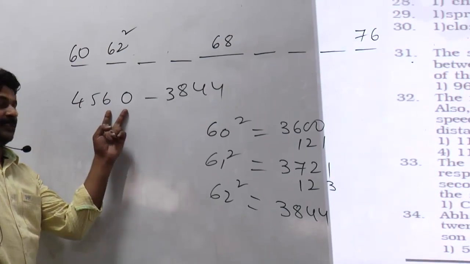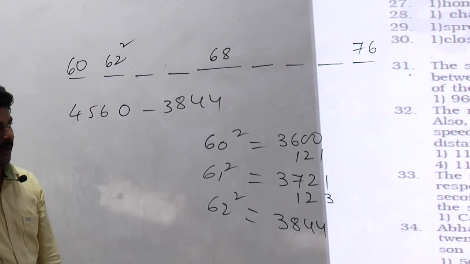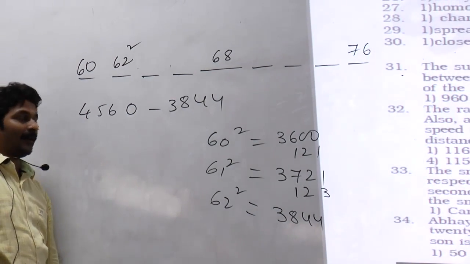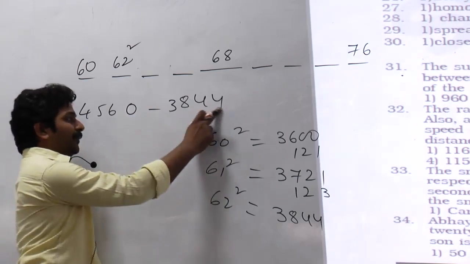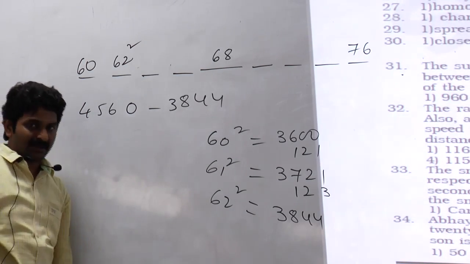Last digits 60, 44. 60 minus 44, 16. How many are there? Oh, you have none of these, right? Fine. 60 minus 44, 16. 45 minus 38, 7. 716.